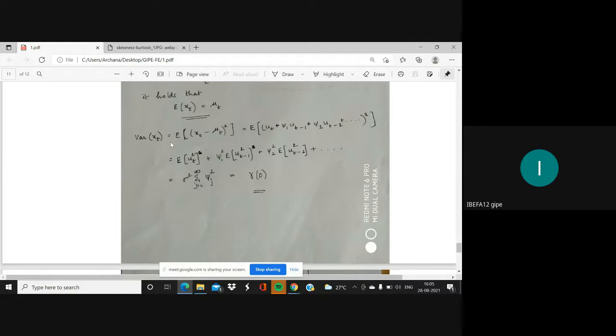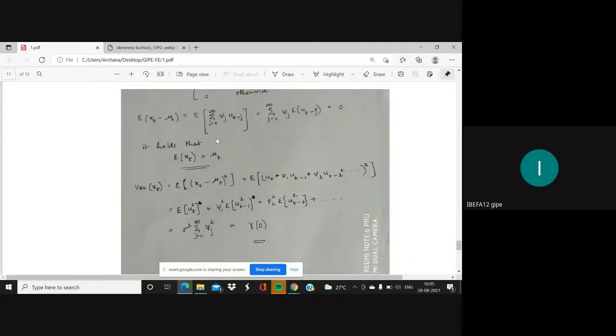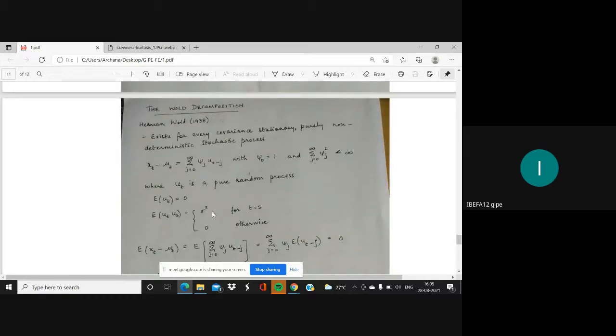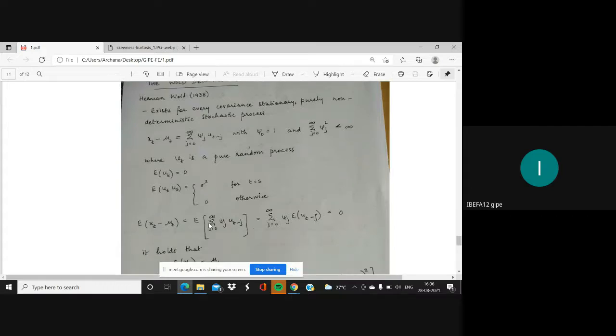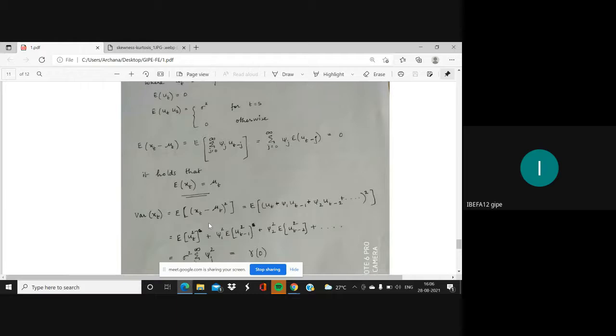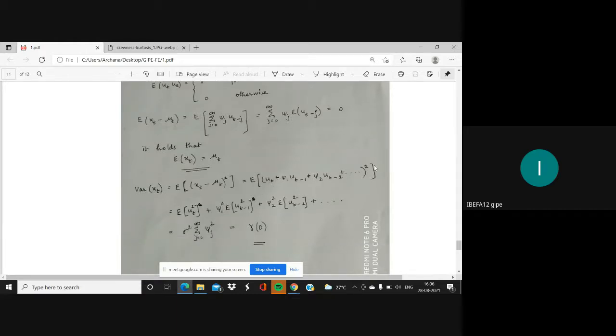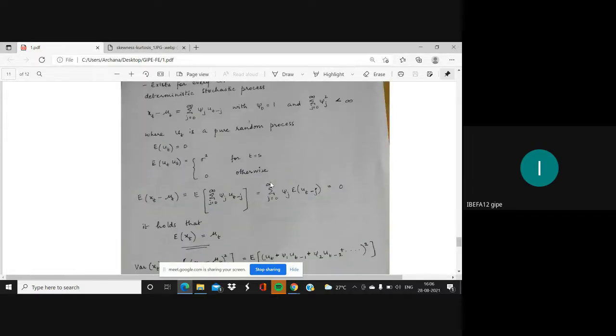Now, variance of X_t, again you have to use this. The variance of X_t is nothing but the expectation of (X_t minus mu_t) square. Once you put this in brackets and square it, this is nothing but the summation of psi_j, j equal to 0 to infinity. When j is equal to 0, the first term that you will get is psi_0, which is equal to 1, so you get U_t. Then take j equal to 1, so you get psi_1 U_{t-1}. Then j equal to 2, so psi_2 U_{t-2}, and so on. It keeps continuing up to infinity.